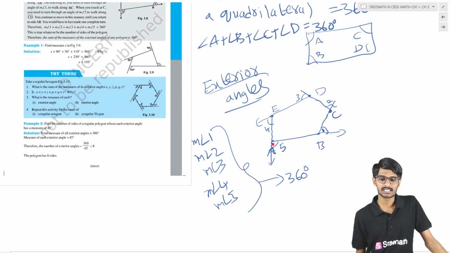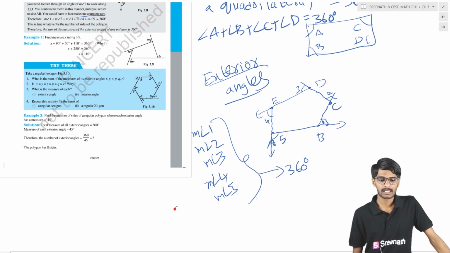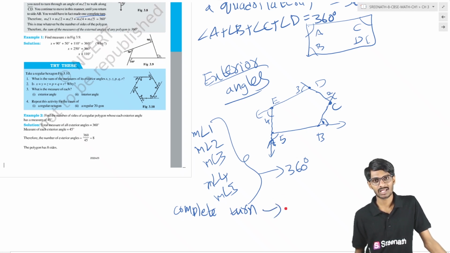Why 360 degrees, sir? We have started at this point and we have come back to that point. So what you have done is you have made one complete turn. You have started here, you have made some turns, and finally it comes back to the starting point and the same path. So you have made a complete turn. For a complete turn, how many degrees are there? A complete turn is 360 degrees. So all these angles add up to 360 degrees, students.